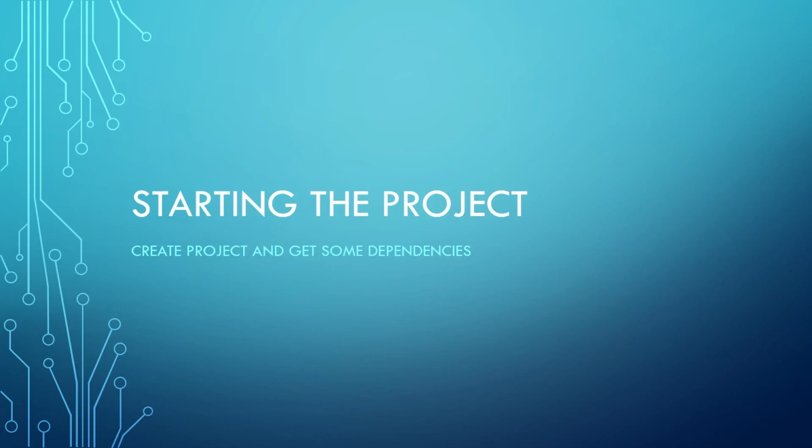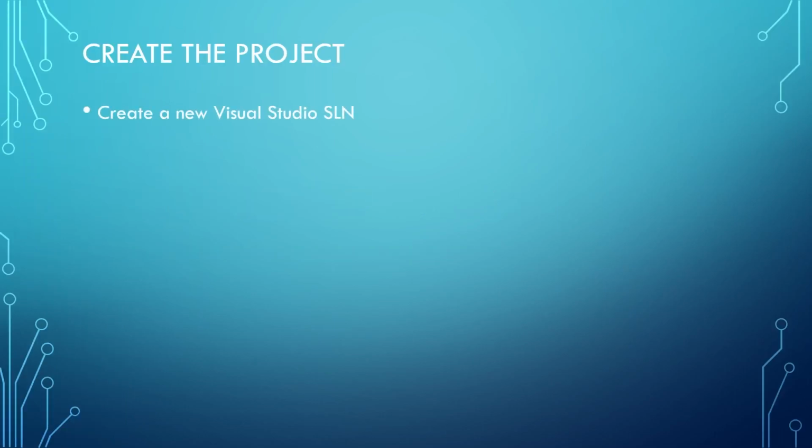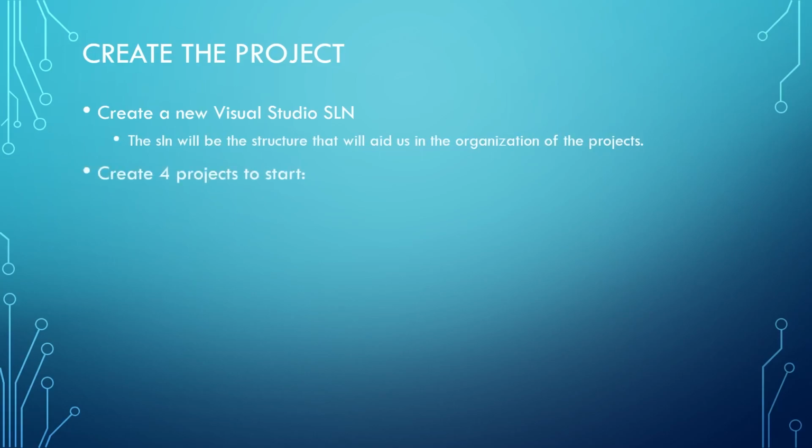Since we're going to be starting the project today, let's go over some of the details. The first thing we're going to be doing is creating a new Visual Studio solution. The solution will be the structure that will help aid us in the organization of the projects. And for that, we're going to be creating 4 projects in that solution. The 4 projects will be GLAD, that will be our OpenGL loading library. We'll be going through where to get these files in order to build it correctly.